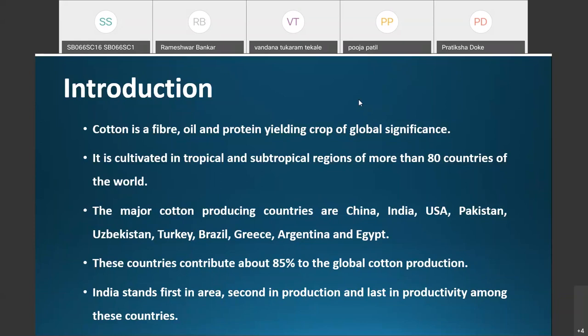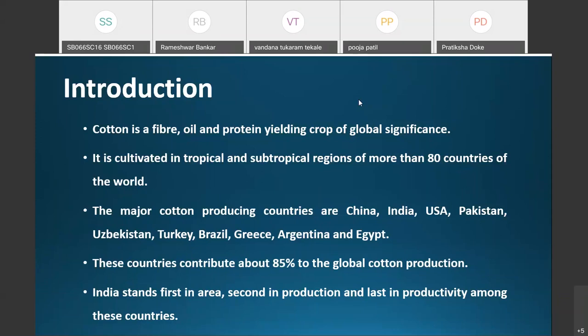The major cotton producing countries are China, India, USA, Pakistan, Uzbekistan, Turkey, Brazil, Greece, Argentina and Egypt. These countries contribute about 85% of the total global cotton production.